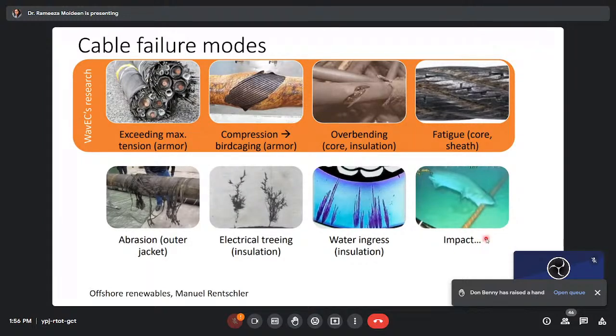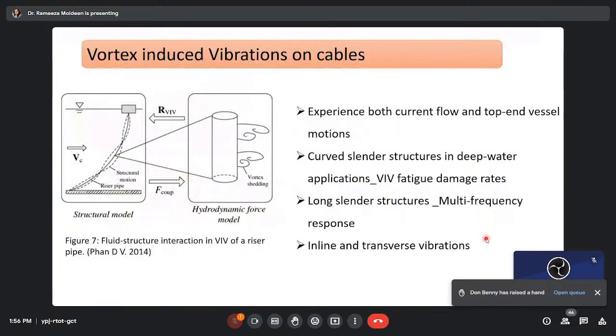And also there is impact from animals. So as I said, it is sustainable. How this is going to impact the marine life is another part of the study which is going on. That is also important, because how wind energy farms impact the marine life is another study. So the main failure of these power cables happens because of the currents.